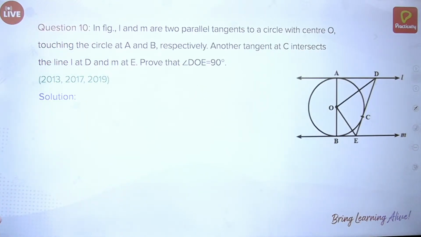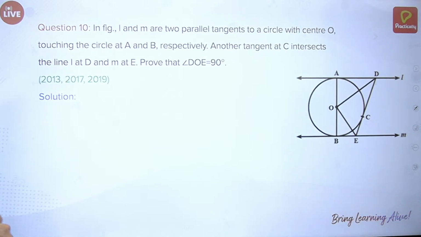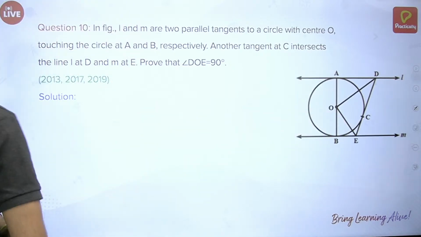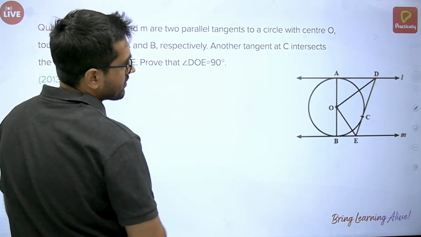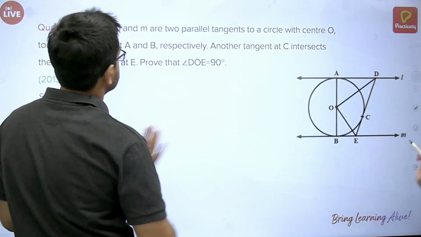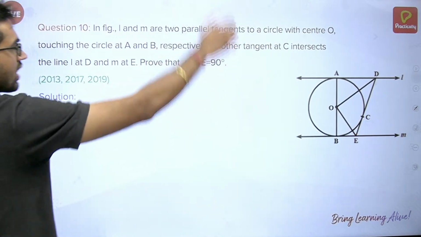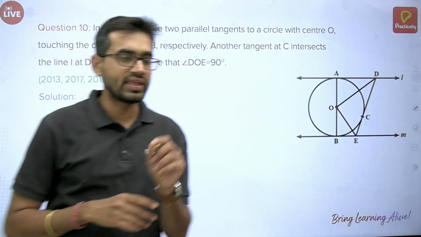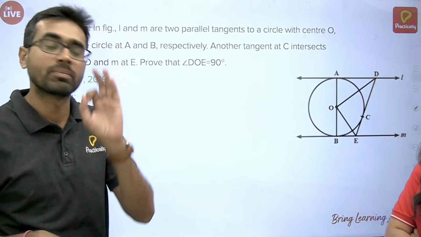Okay, this is a very good question. It has repeated quite a lot. Okay, let's read it together. In the figure, two parallel tangents. So there are two tangents which are parallel. They are touching the circle at A and B. So one is there and one is there, right? Another tangent at C which is intersecting both the lines at D and E. Prove that angle DOE is 90. It's a very repeated and simple question.